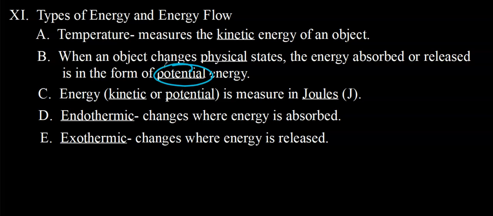Energy, whether it's kinetic or potential, is measured in the SI unit of joules, with the symbol capital J. The unit we use in the United States for energy is a calorie. So calories in the United States, joules we use in science. Remember that an endothermic process is any process where energy is absorbed from the surroundings. Add that to your notes. An exothermic process is any process where energy is released to the surroundings.